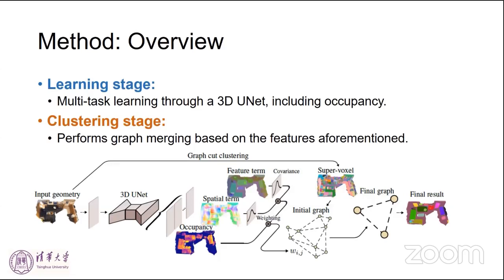So our work largely follows the learning-then-clustering framework. In the learning stage, a multitask 3D U-Net is used to learn multiple features, including the spatial term, the feature term, their covariances, and the occupancy signal. And in the clustering stage, we first perform a graph cut clustering of the input model, and we get the supervoxel result. We use the supervoxel result to initialize the graph, and we measure the similarity of two vertices according to the embedding terms that we've learned. And based on the similarity, we iteratively merge the graph until we have the final result.